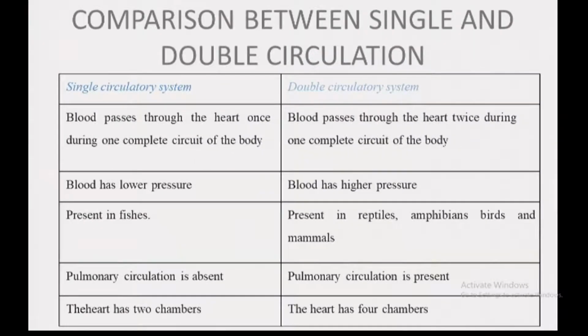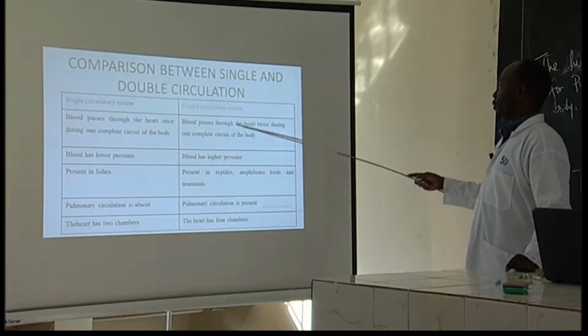Lastly, let's talk about a comparison between a double circulation and a single circulation. On the right-hand side, I have a single circulation. On the left, I have a double circulation. In single circulation, blood passes through the heart once during a complete circuit of the body. In double circulation, the blood passes through the heart twice during one complete circuit.